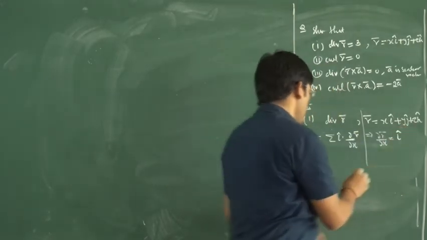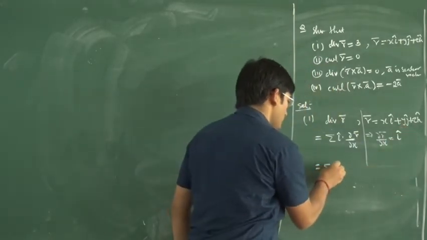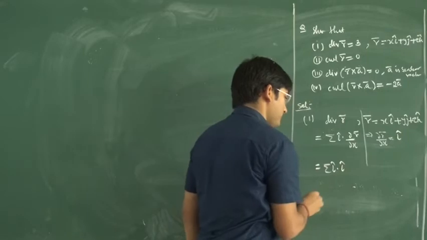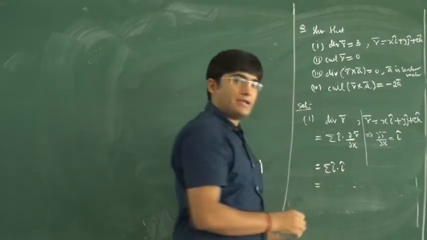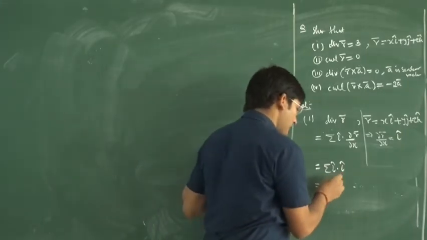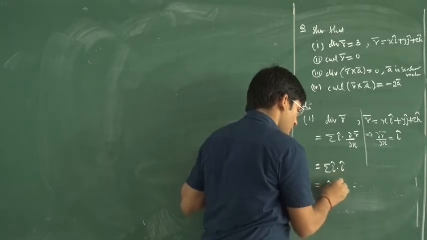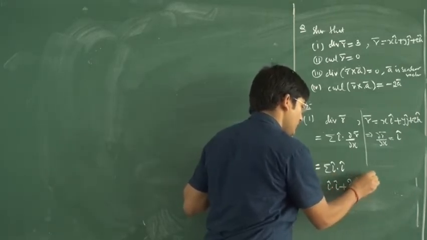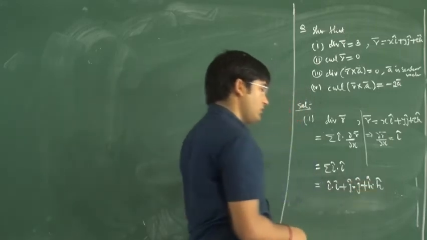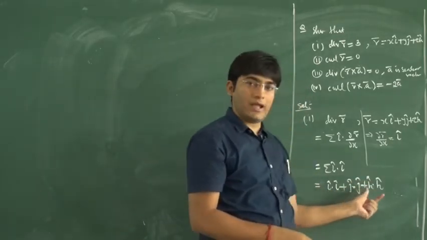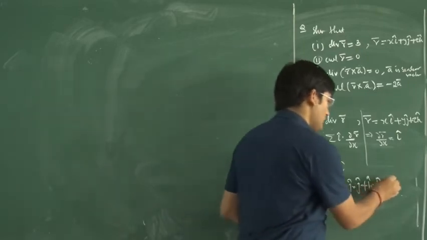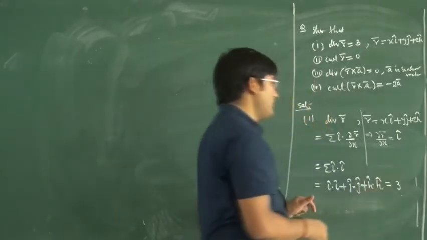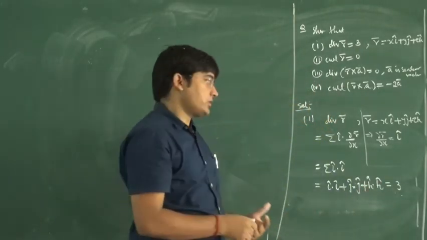So we have this term equal to I dot I cap. So I cap dot I cap will be 1. Similarly, the remaining two terms will be j dot j plus k dot k. So I dot I is 1, j dot j is 1, and k dot k is 1. So this is equal to 3. So your divergence of R is equal to 3.